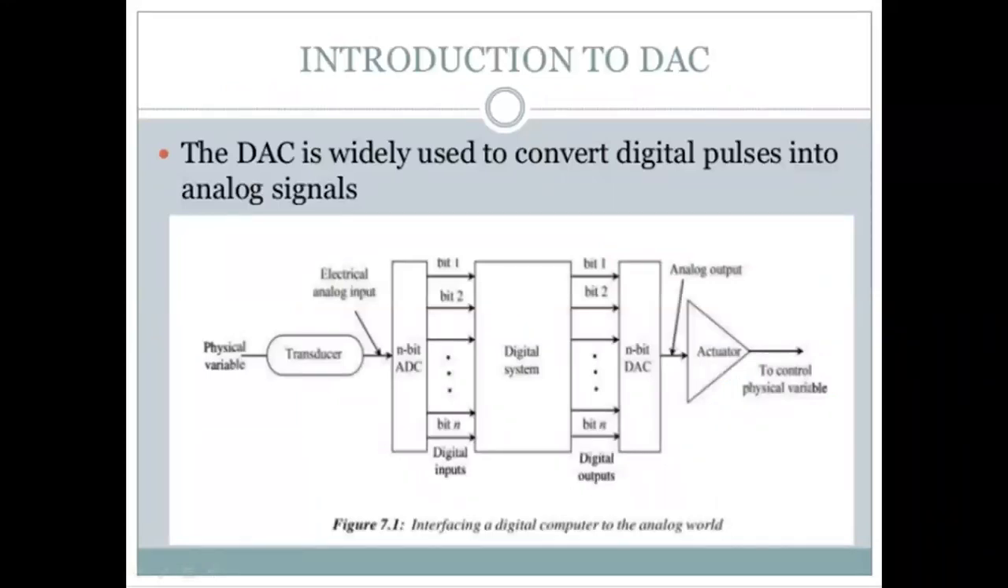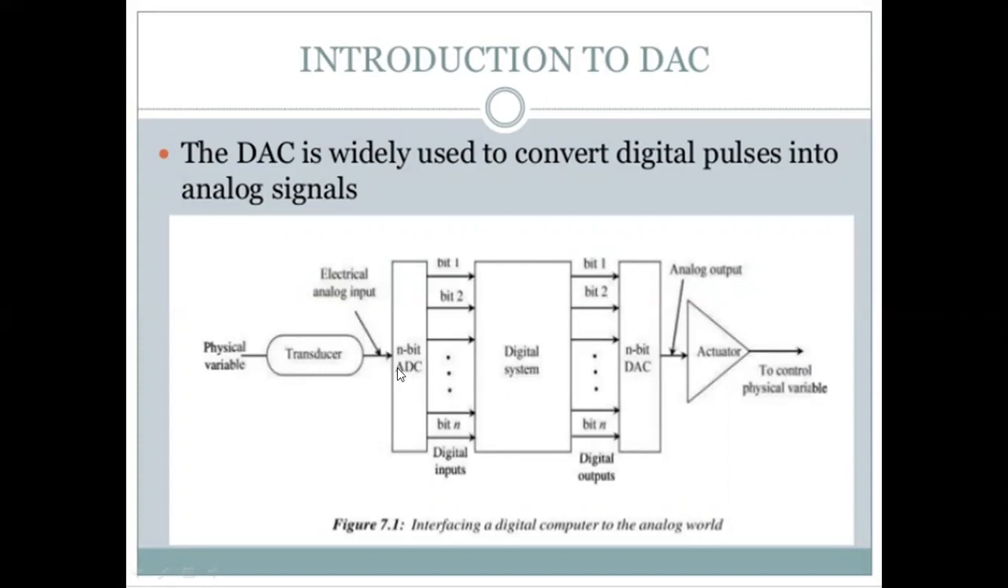So DAC is widely used to convert digital pulses into analog signals. So that means, outside world all are physical variables, right? Like the temperature, pressure, gas. These physical quantities need to be converted into electrical quantities by using a device called a transducer. So here you are getting analog input. Analog input you can't directly give to the microcontroller or a microprocessor. Why? Because it can process only digital signals. So this is given to an N-bit ADC, analog to digital converter.